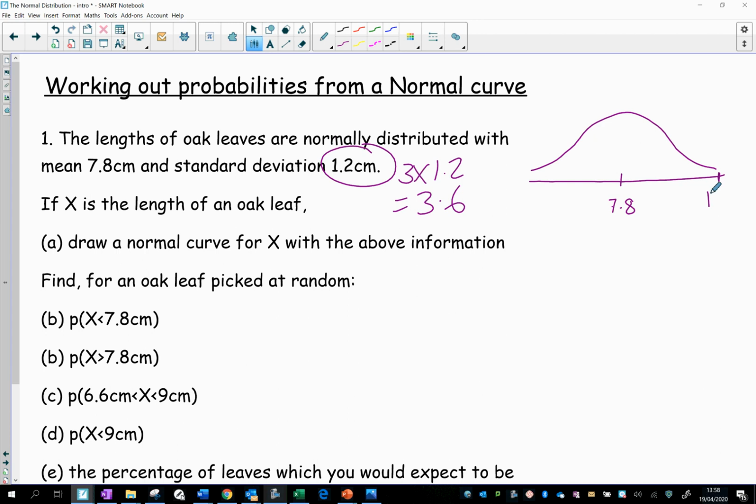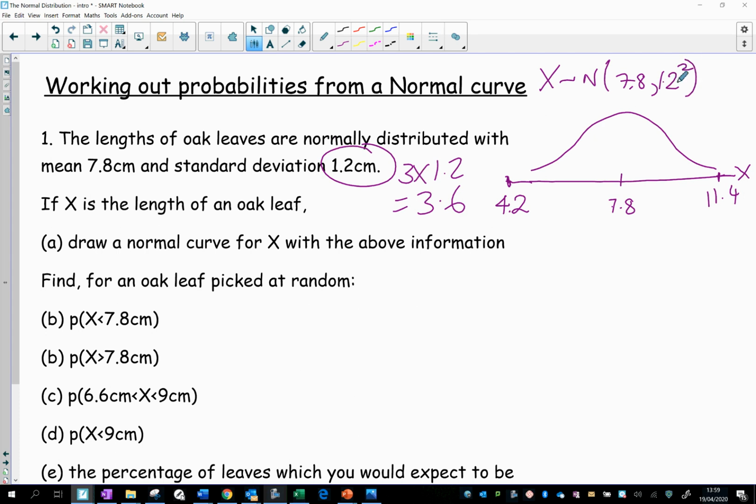So 11.4, and right down here, the smallest leaf that we would expect to find is going to be 7.8 take away the 3.6, which is going to be 4.2. So we would expect all of the oak leaves to be somewhere between 4.2 and 11.4 centimeters, and we normally label this axis here as x. I should have written actually x has a normal distribution with mean 7.8 and variance 1.2 squared.